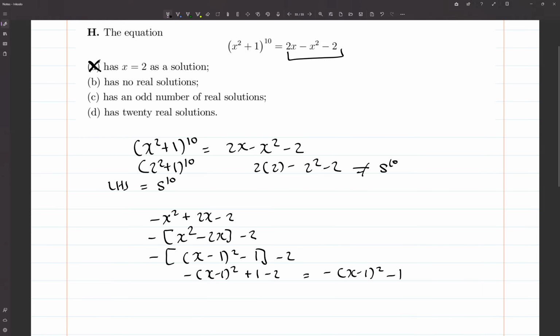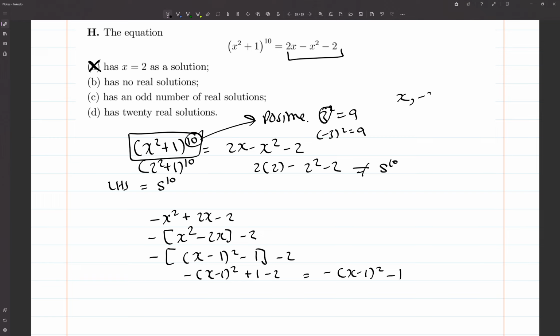Now, I think what you have to know is to look at the power on here. It's a 10, right? That means that it's always going to be positive. Let's think about it. When you have 3 and you square it, it gives you 9. If you do minus 3 squared, it gives you 9 as well. So that means for whatever x value it is, or minus x value, our squared function will always be positive. So our squared function will always be greater than or equal to 0, no matter what it is.